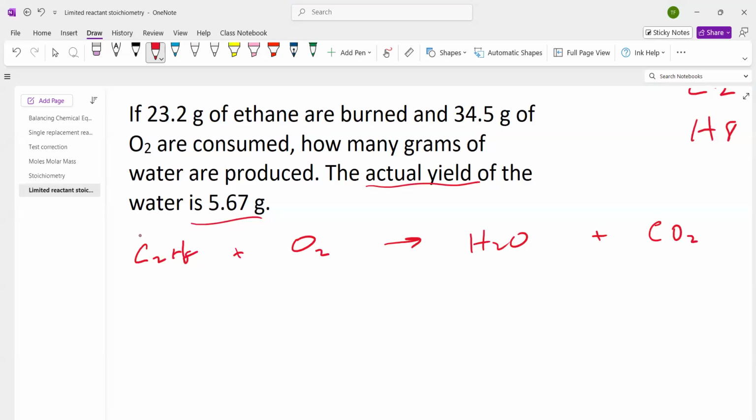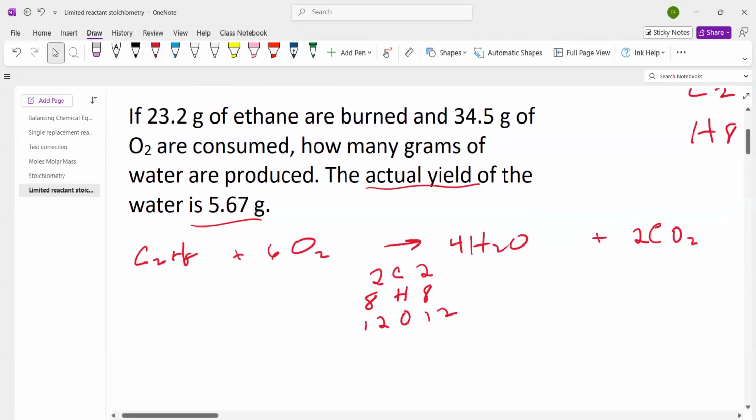So whenever we burn most things in the world, we produce carbon dioxide and water. Okay, is it balanced? No. So it's balanced now. How do you know it's balanced? Because the left equals the right. So inventory.